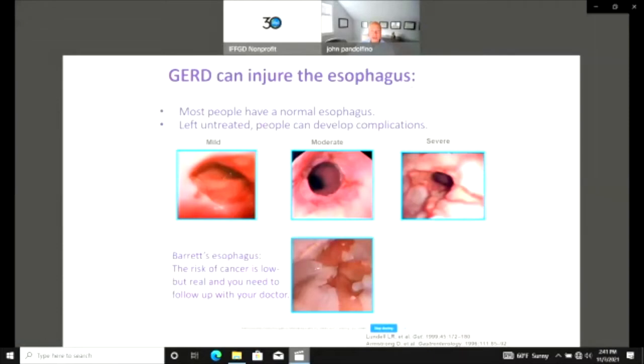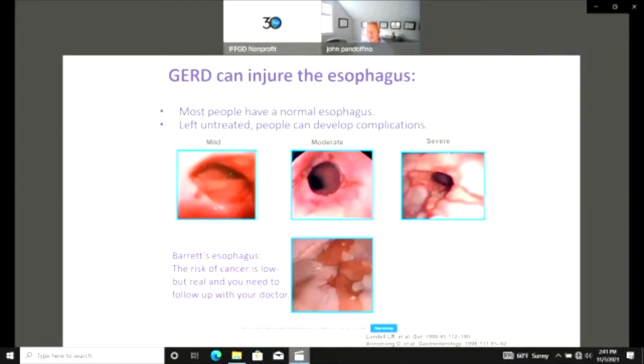Now, GERD can injure the esophagus, as we saw on that slide on the definition. You can see it can have various degrees. So there can be some mild injury, moderate injury, and severe, where you see these deep ulcerations all around the end of the esophagus. And then, as we mentioned, Barrett's esophagus, where although it is a pre-malignant lesion, the risk of cancer is low, but you really need to make sure that you follow with your doctor.